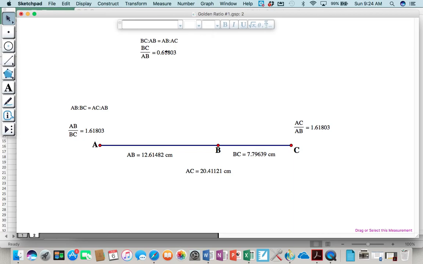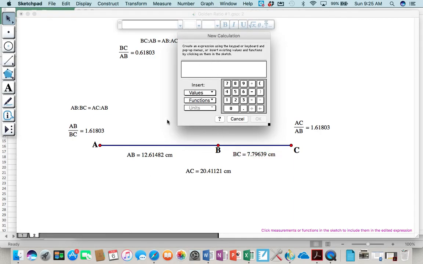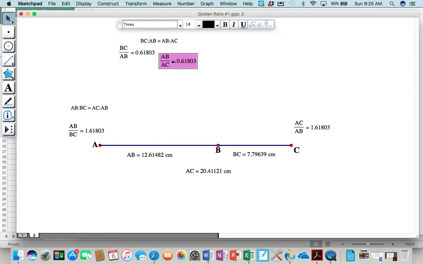I'll let you chew on that for a while as I deal with this side of the proportion. So we're going to go with AB, and we're going to divide that by AC. And hopefully you've predicted correctly. Yes, the proportion still holds, it's reversed, but good question, why is it that when you reverse the values here, the result that you get is exactly one less than the golden ratio? Food for thought.